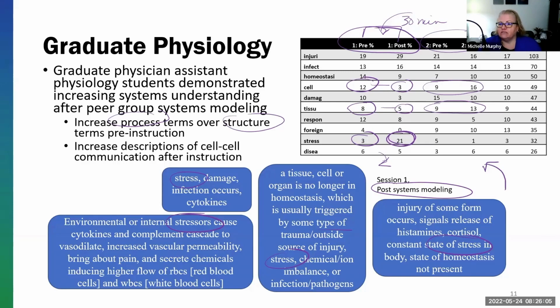So how do we do systems modeling? This is great. It works. It's wonderful. But how do we do it? How can we help this? Whatever subject you teach, we can use this. So we're going to create a systems model together. We'll see how it works.